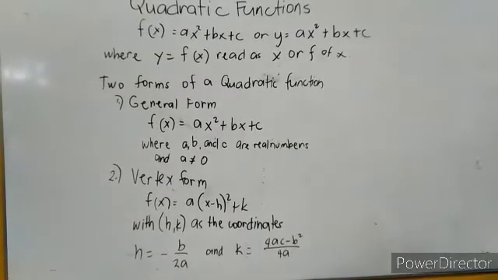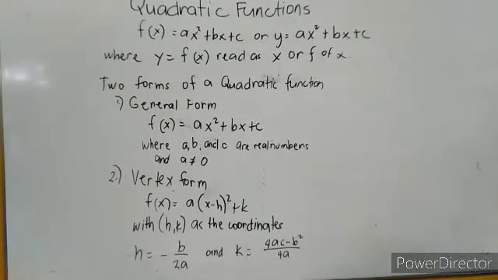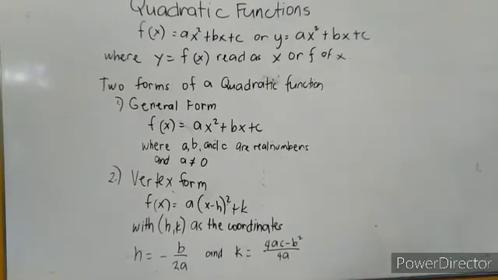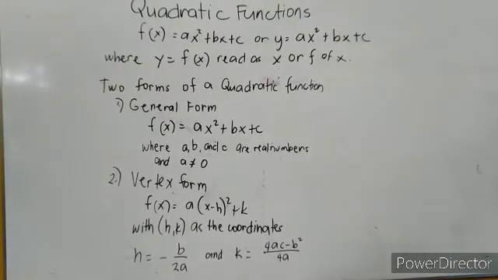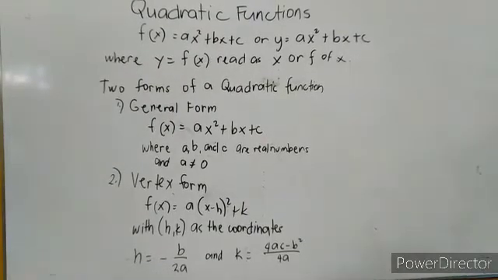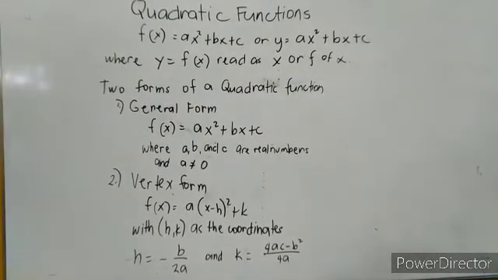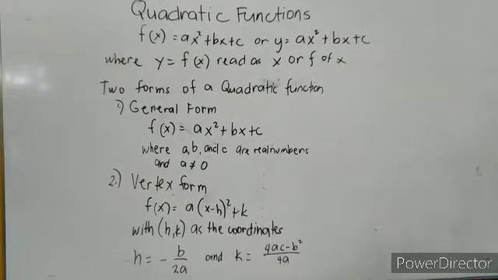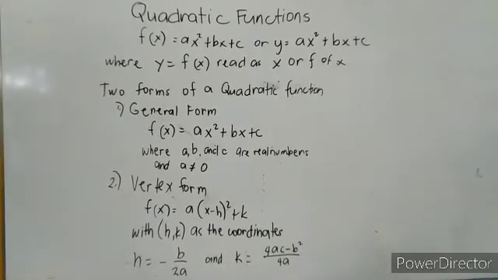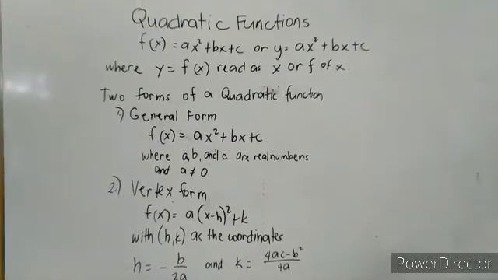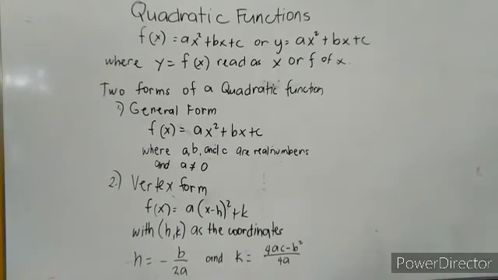Then the second form of a quadratic function is the vertex form. We have f of x equals a times x minus h squared plus k, with hk as the coordinates of the vertex. The formula for h is negative b over 2a, and the formula for k is 4ac minus b squared over 4a.